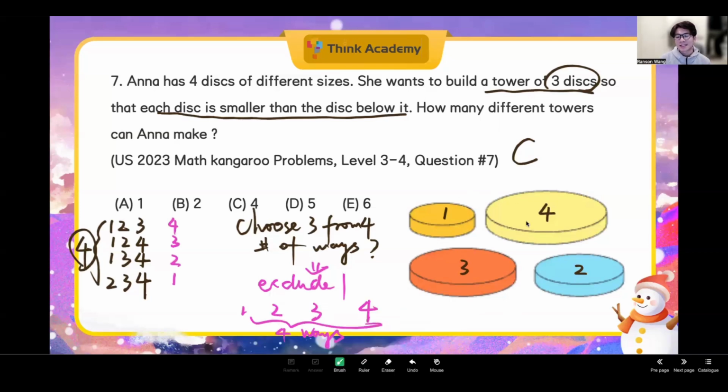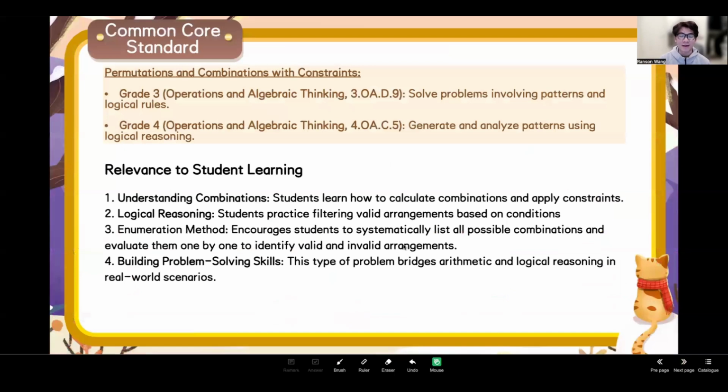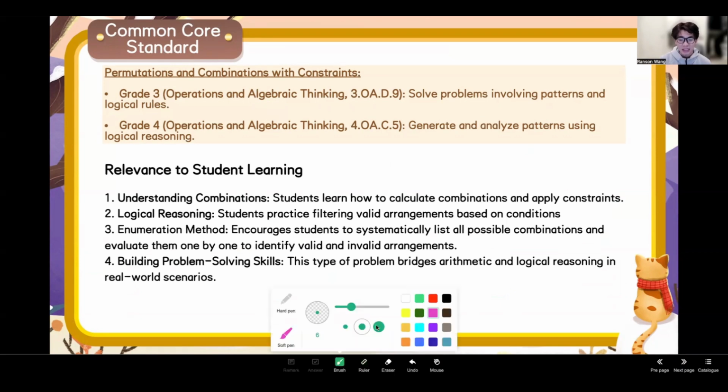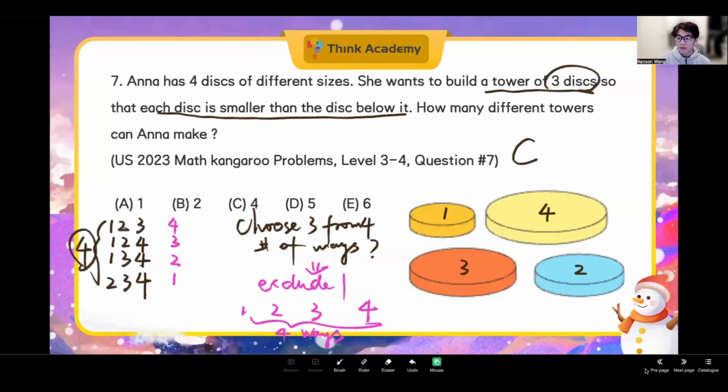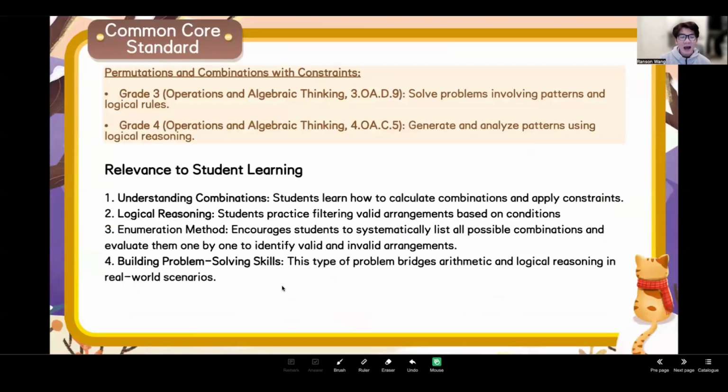Okay, so that's how we solve this question. And in Common Core, this is pretty interesting, the permutation and combination with constraints. Here, our students are going to understand combinations and some logical reasoning. In school, you mostly use the first method, just listing all of them out, right? But that way, it's actually not very efficient for solving the question.